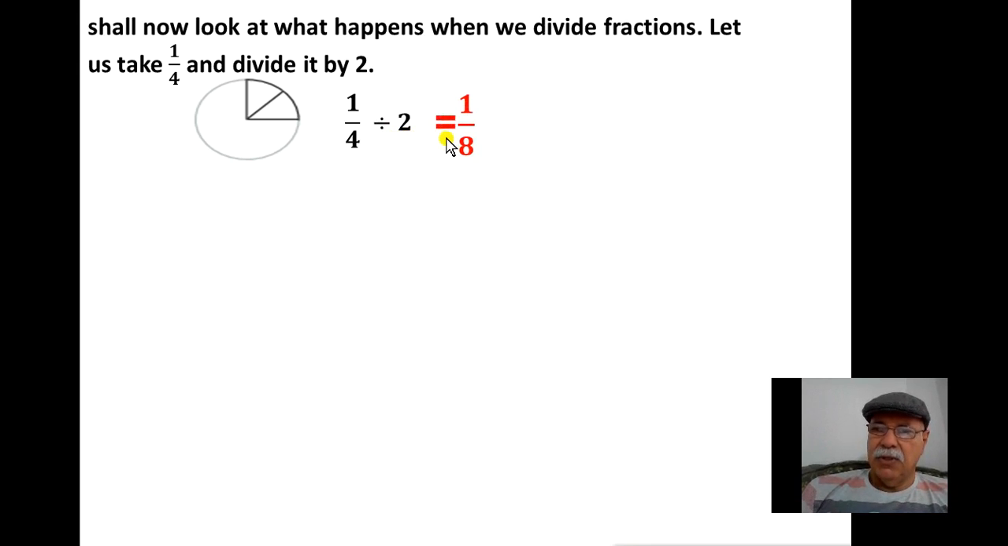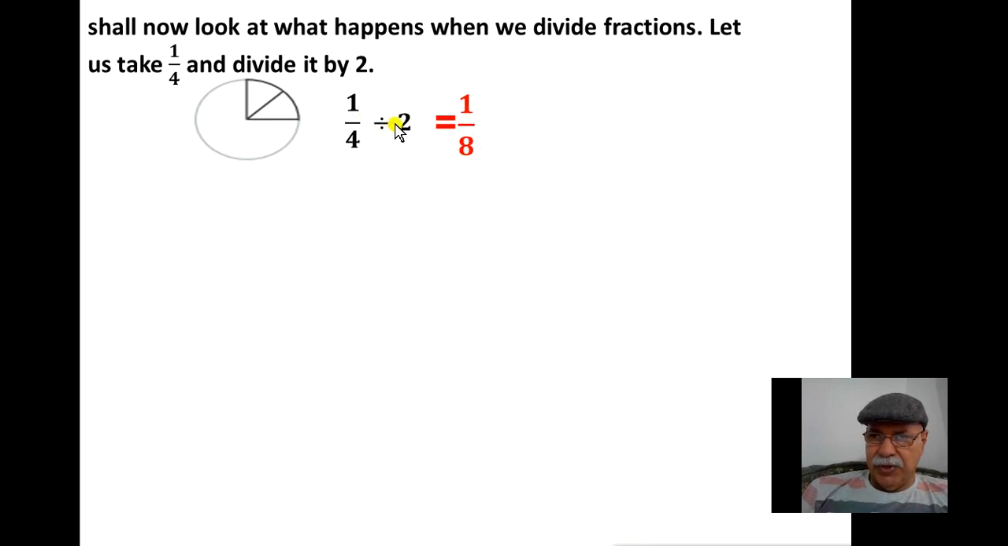So it equals 1 over 8. How does it become 1 over 8? Because we see that 2 is without a denominator, so now we put a denominator of 1 in order to multiply. 2 times 4 is 8, 1 times 1 is 1. That's why we get 1 over 8.